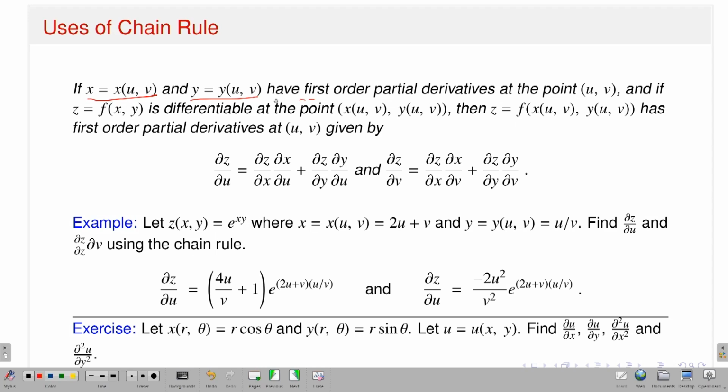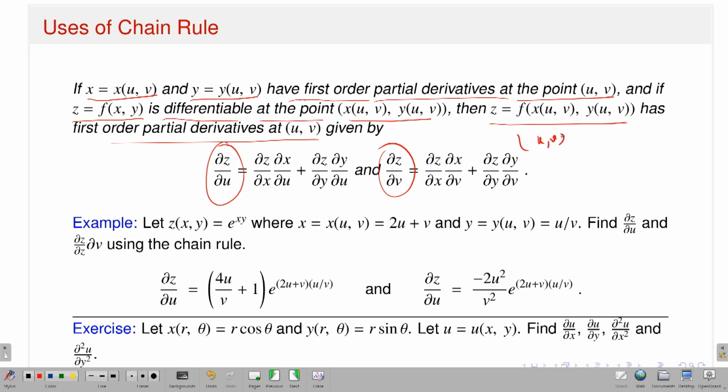So suppose x and y have first order partial derivatives at the point (u, v), and if z is equal to f(x, y), which is differentiable at the point (x(u, v), y(u, v)), then this function has first order partial derivatives at (u, v), and then you will have the formula for del z del u and del z del v, because in this case you have a map from (u, v) to f of z, which is nothing but f of x(u, v), y(u, v).